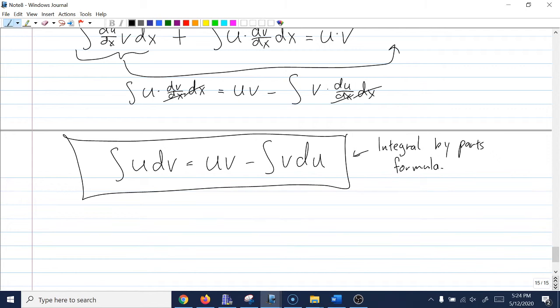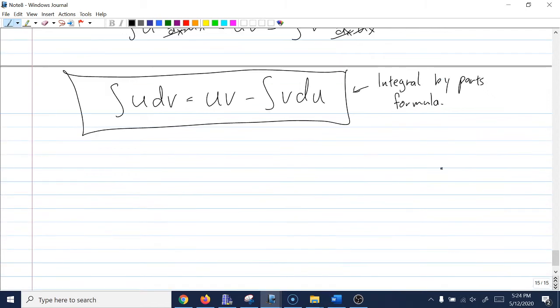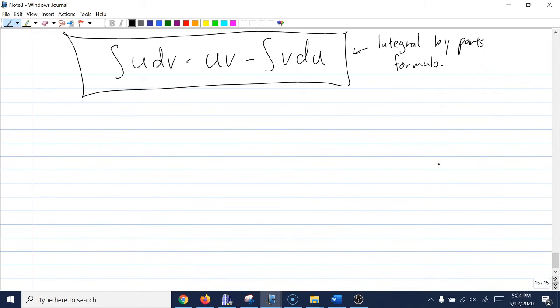Put a box around this. You're going to be referencing this a lot when you do integral by parts problems. Let me show you the most bog standard type of integral by parts you can do. We're going to do the integral of x e to the x dx.